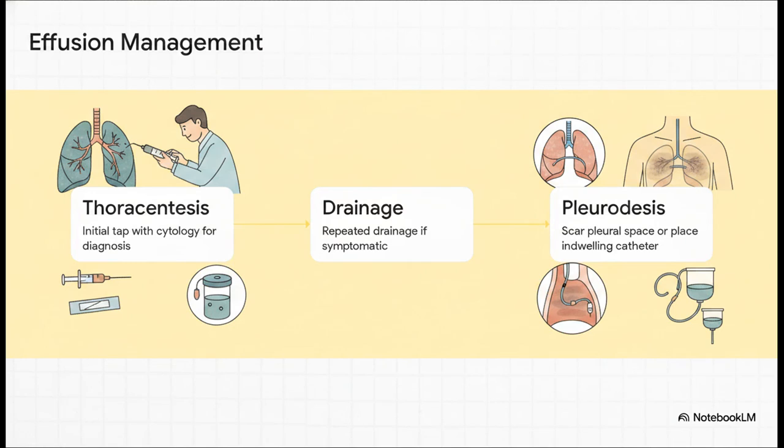Once you have the diagnosis, if that malignant effusion is recurrent and symptomatic, like causing progressive dyspnea, you need to think about definitive palliative management. The logical pathway starts with the initial thoracentesis for cytology, moves to repeated drainage if they stay symptomatic, and ultimately leads to pleurodesis to scar the pleural space closed, or placing an indwelling pleural catheter for ongoing symptom control. Knowing this step-by-step logic is exactly what will help you select the right palliative intervention on the exam.